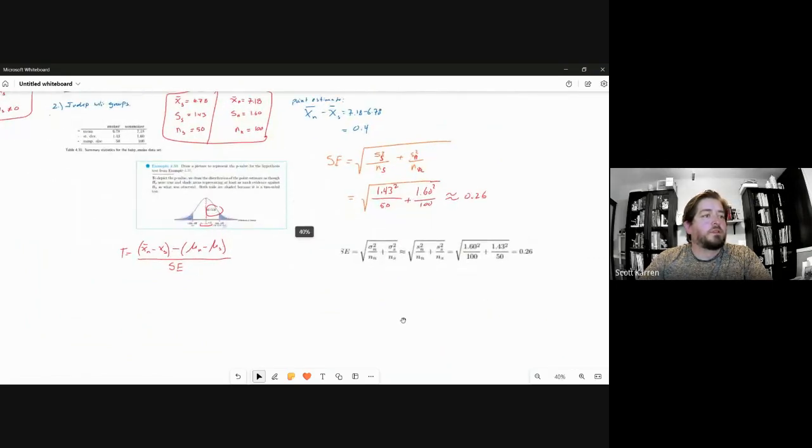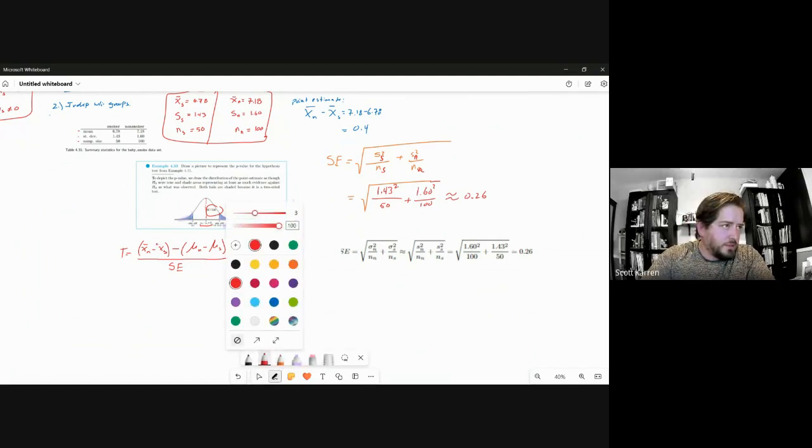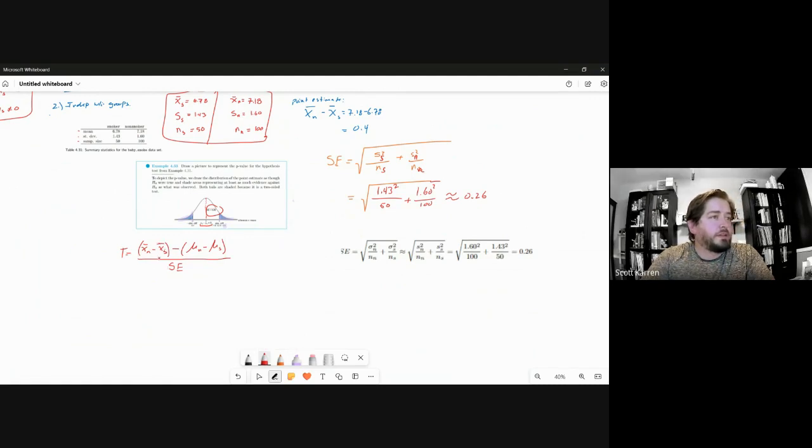Okay. So now I have everything in this t equation: x bar sub n minus x bar sub s. This should have a bar over it right here. That is the 0.4, minus, but the difference between the two in the null hypothesis is 0. And then the standard error is 0.26. So this comes out to be approximately 1.54.